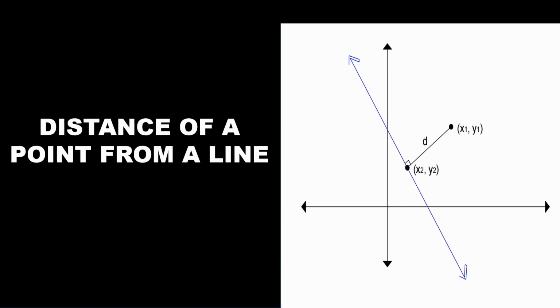In this problem, we would be talking about the distance of a point from a line. As you can see on the right side, if you are given a point and a line and you are asked to compute for the distance of this point from the given line, then the first thing you need to do is to draw a line that would pass the given point and would intersect the given line perpendicularly. And this distance d is the distance that we are after.